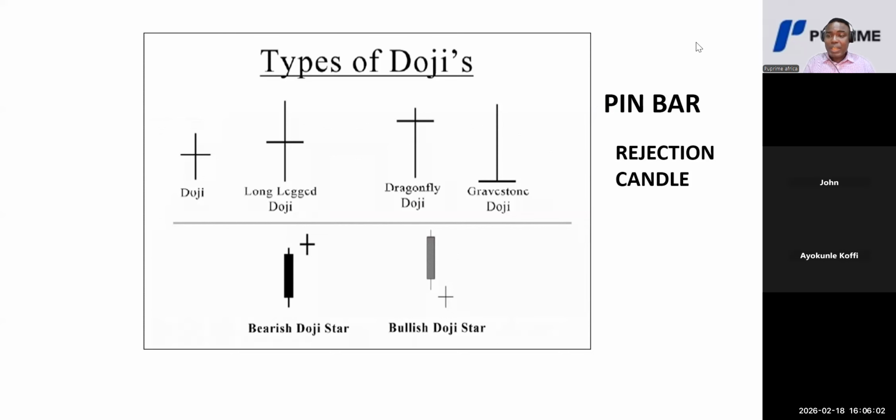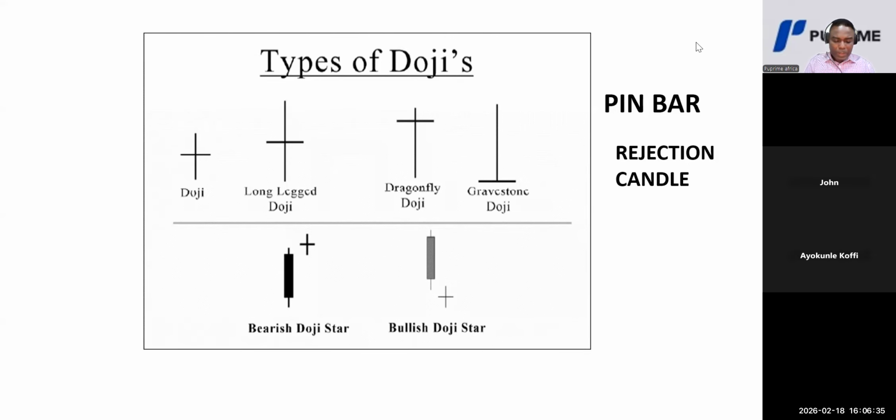Pin bar or rejection candle is any candlestick with a long upper or long lower shadow and a small or tiny body. So the general name you can use to represent probably a hammer, a shooting star, a doji could as well be a pin bar or a rejection candle. Now, there are some candlesticks that it may be difficult for us to determine whether it's a hammer or a shooting star or a doji. We still call them rejection candles because they have long shadows and very small bodies.